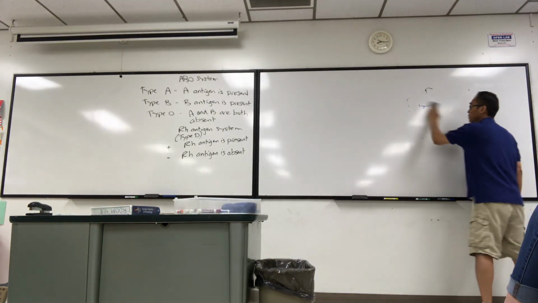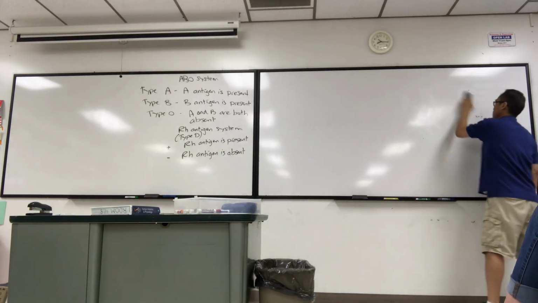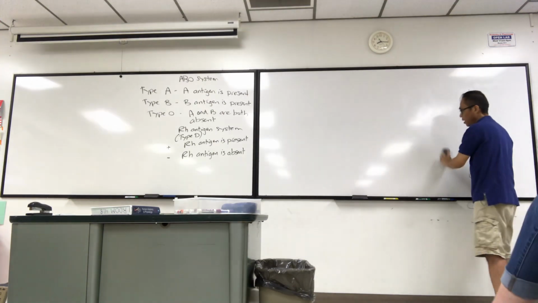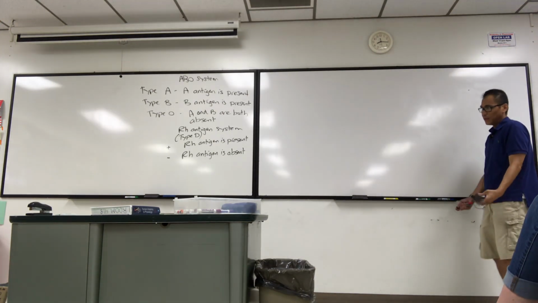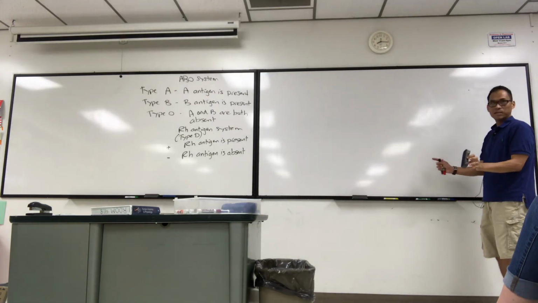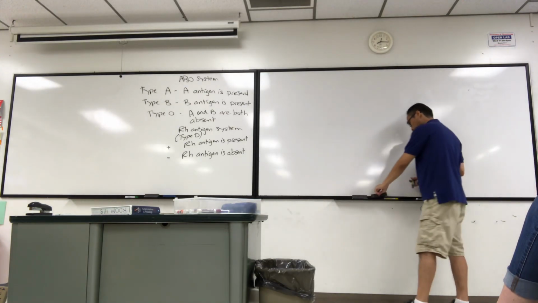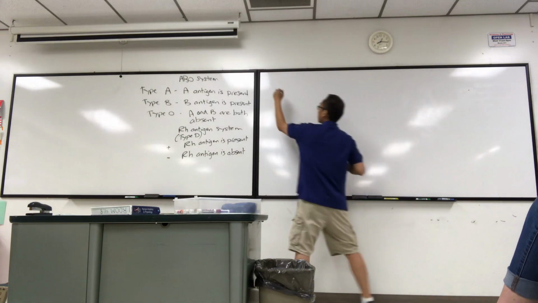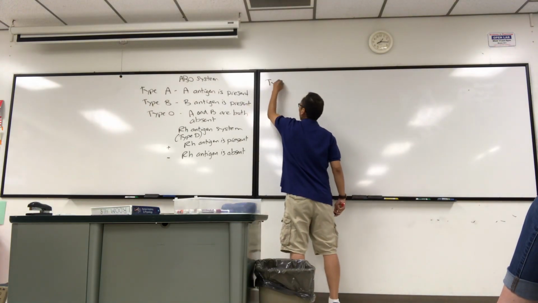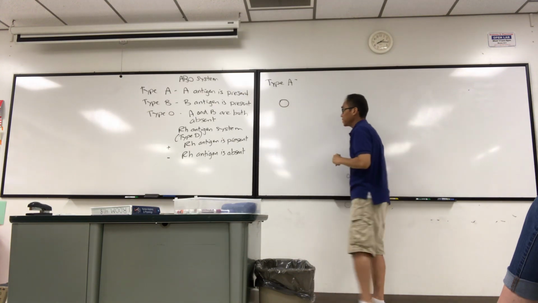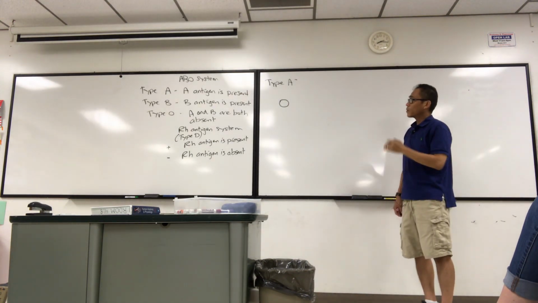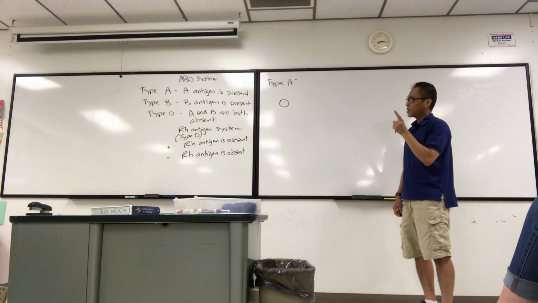And let's keep track of what antigens are on the RBCs, and then what antibodies will be in the plasma for any given blood type. For example, let's start with A negative. Type A negative blood, if I draw a circle that represents a RBC, there's one antigen present. Which one is it? A.